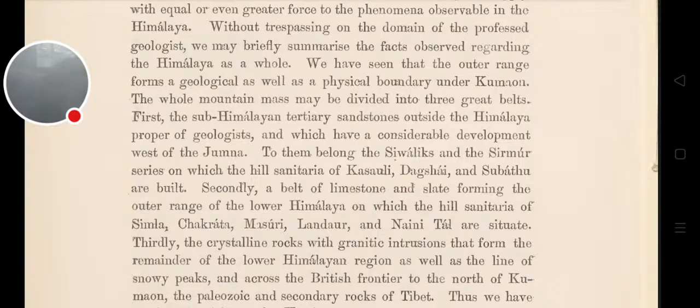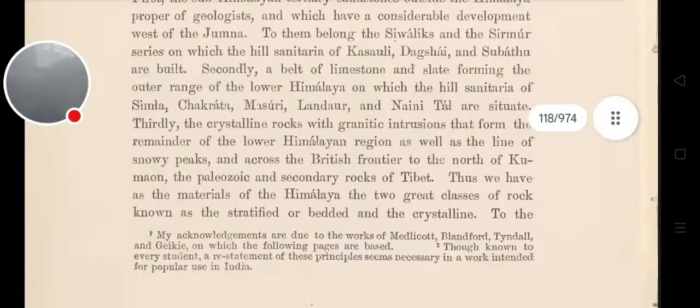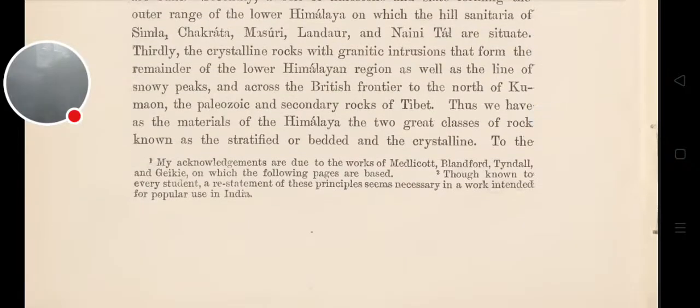Secondly, a belt of limestone and slate forming the outer range of the lower Himalaya on which the hill sanitaria of Simla, Chakrata, Masuri, Landaur and Nainital are situate. Thirdly, the crystalline rocks with granitic intrusions that form the remainder of the lower Himalayan region, as well as the line of snowy peaks, and across the British frontier to the north of Kumaon, the Paleozoic and secondary rocks of Tibet. Thus, we have as the materials of the Himalaya the two great classes of rock known as the stratified or bedded and the crystalline.